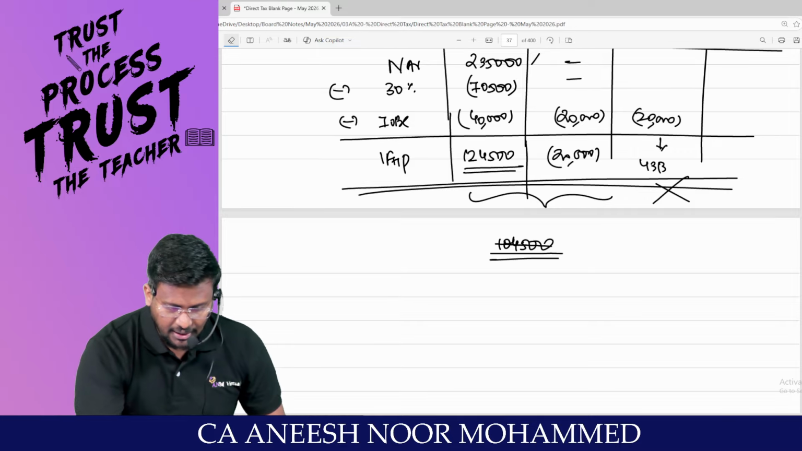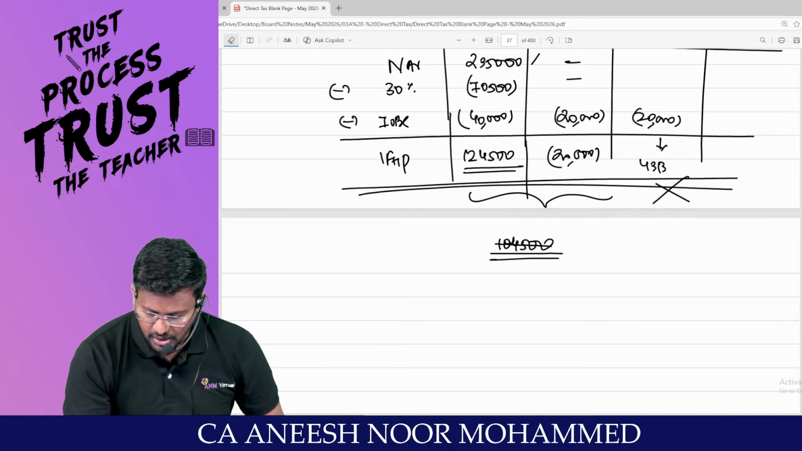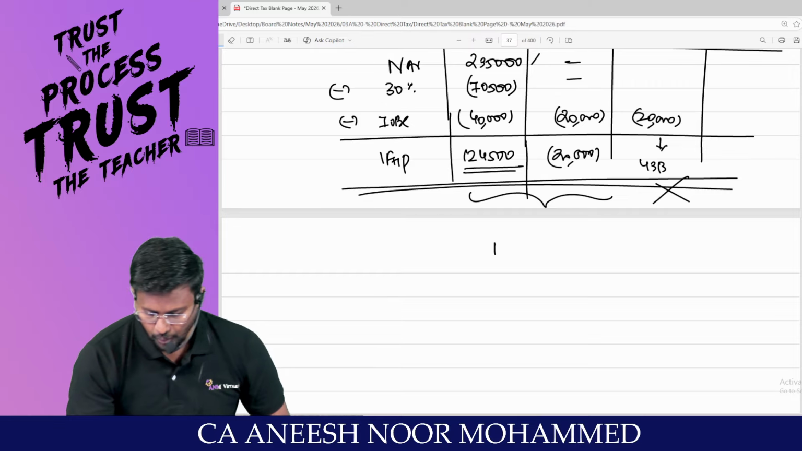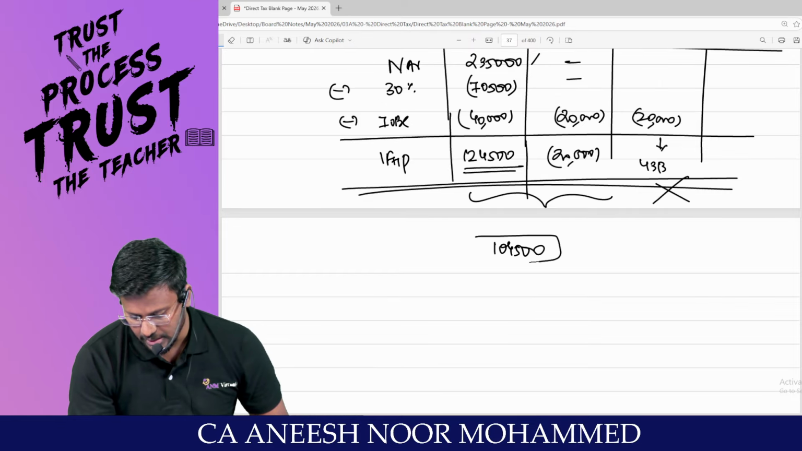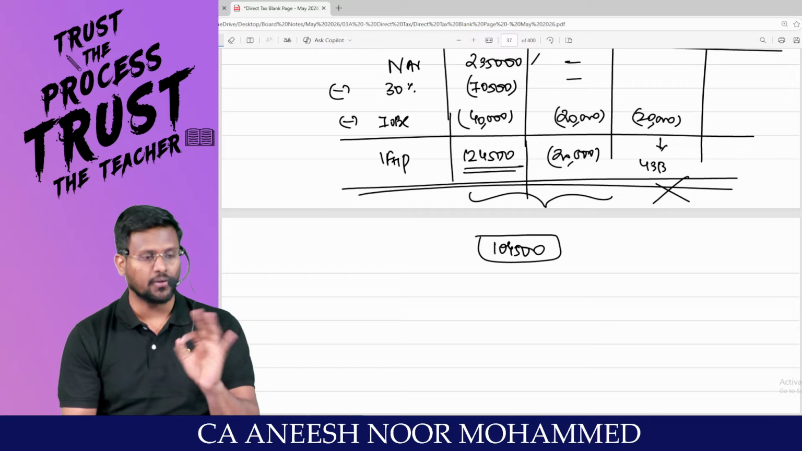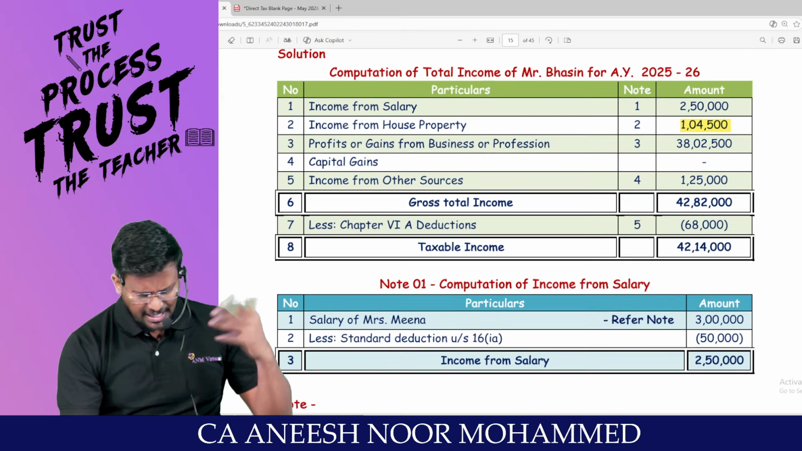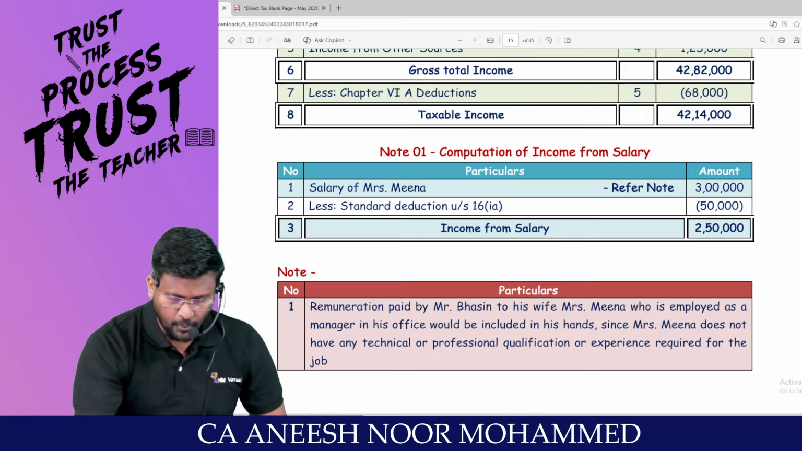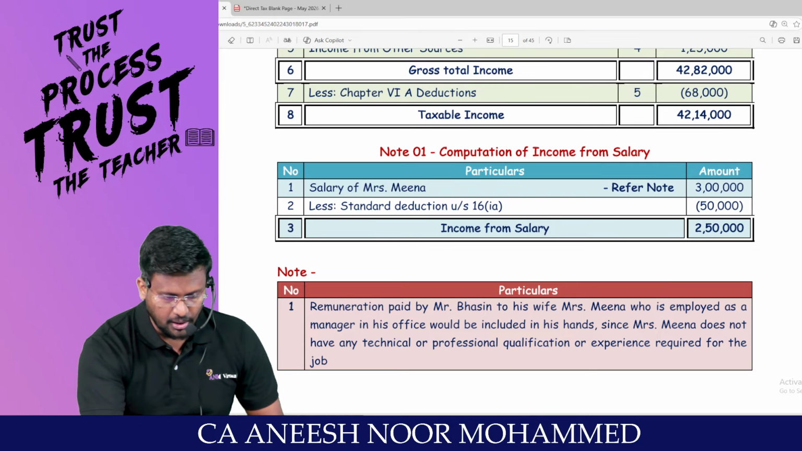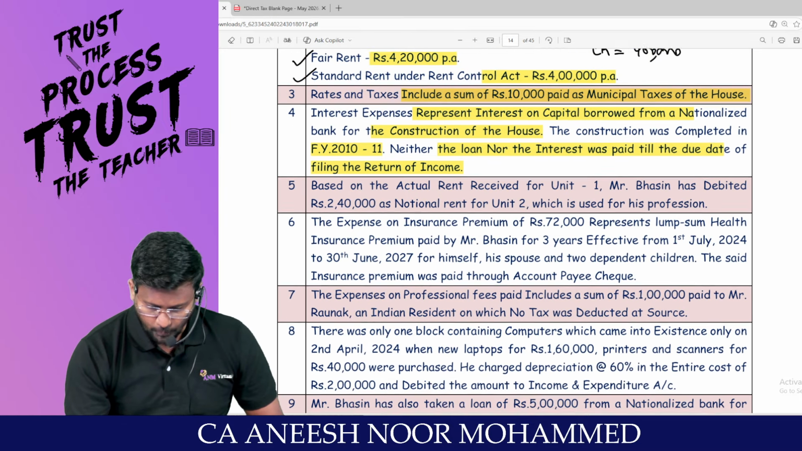We have pakka tallied the income from house property. Can I proceed, sir? Sorry, sir. 1,04,500. That's it. Income from house property. One table will give you the proper answer. All right, I'm continuing. Sir, I'm continuing one by one. Sir, income from salary. Okay. Have we completed fully? No.